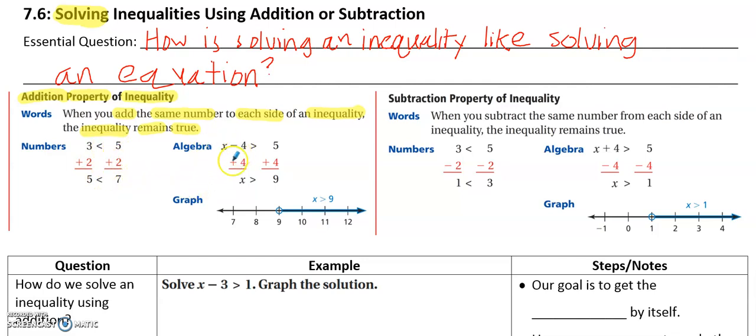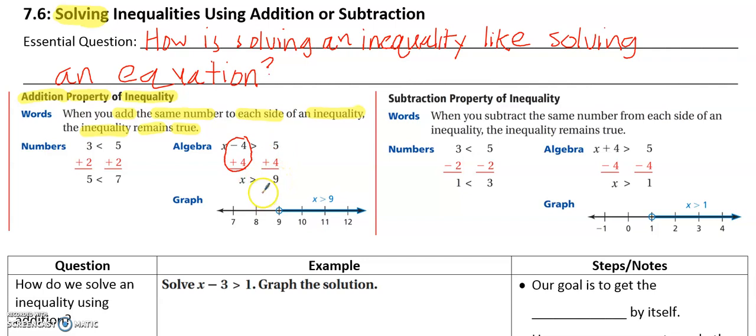Now, what about doing this with a variable? So if we have x minus 4 is greater than 5, we could add whatever number we want to both sides, but we're going to add 4. Why? Because minus 4 and plus 4 are opposites. So that's 0, leaving you just the x, which is greater than 5 plus 4, is 9.